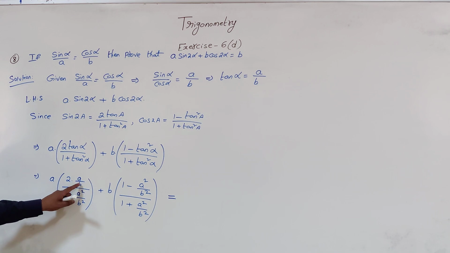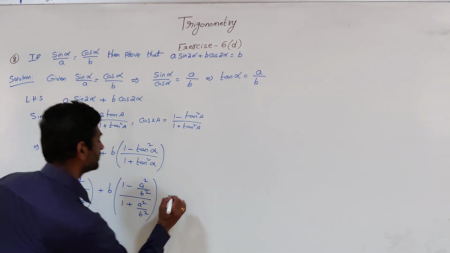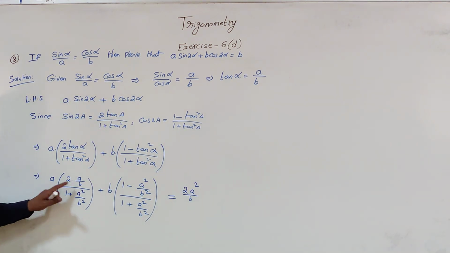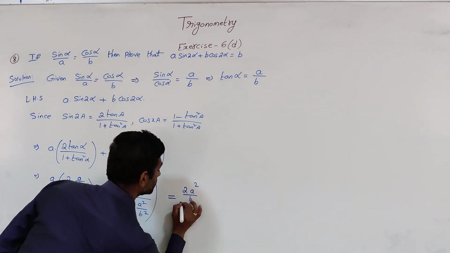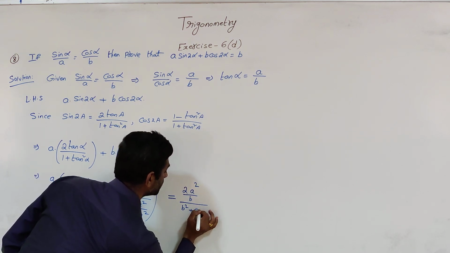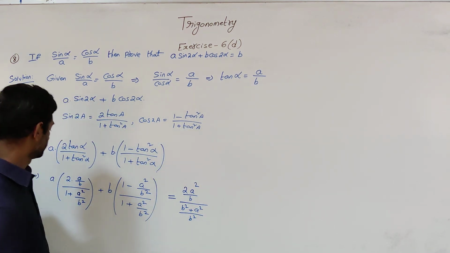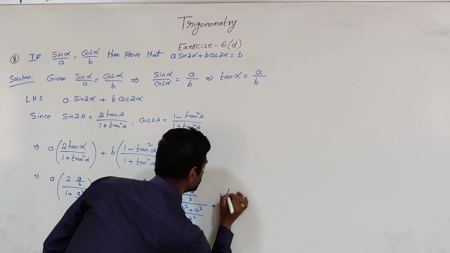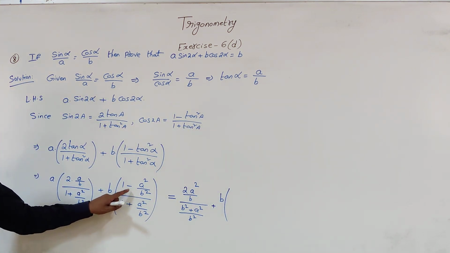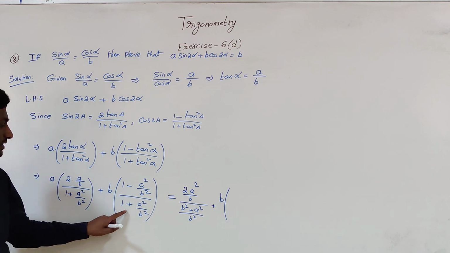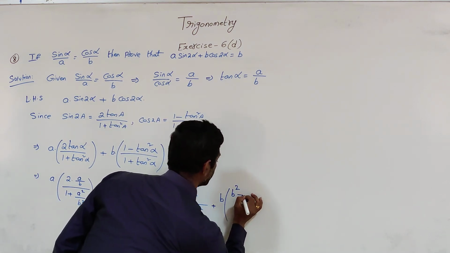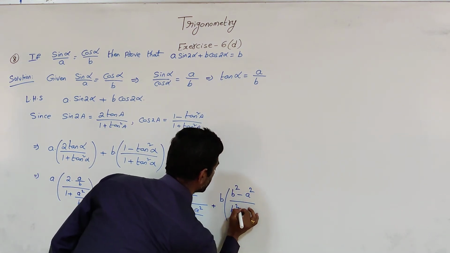A into 2A by B, so it will be 2A square by B, 2 times A by B into A is A square by B, upon, and take the LCM, it will be B square plus A square by B square. That is the simplification of the first term, plus B into, if you take the LCM, it will be B square minus A square by B square, as well as in the denominator it will be B square plus A square by B square. So it will be B square minus A square by B square plus A square.